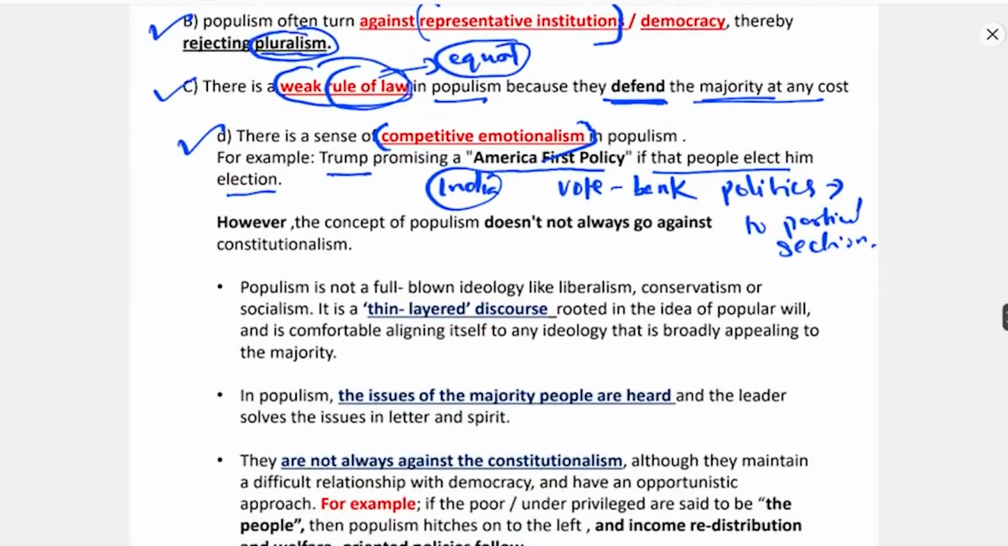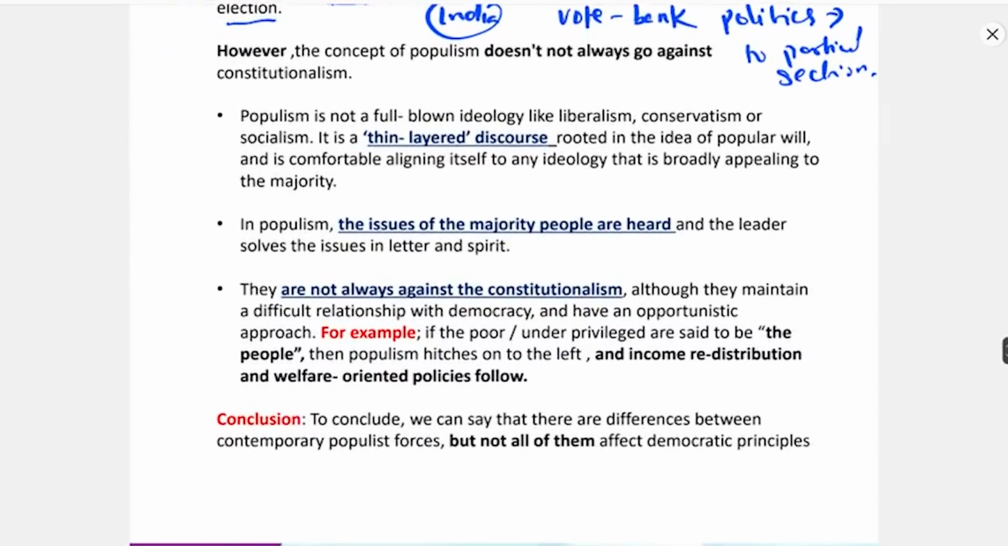Now we'll come to the critical analysis part. However, the concept of populism does not always go against constitutionalism. Why? Because populism is not a full-blown concept or philosophy like liberalism, socialism, or conservatism. It is not a full-blown ideology like liberalism, conservatism, socialism, or capitalism. It is just a thin layered discourse rooted in the idea of popular will.